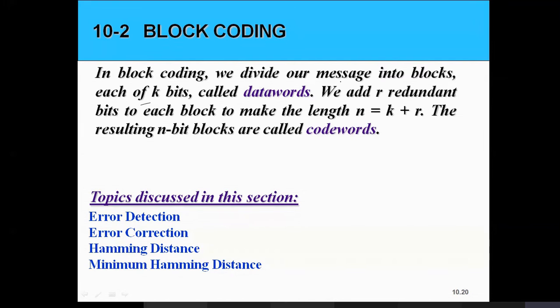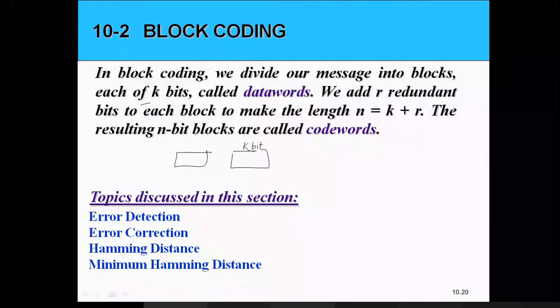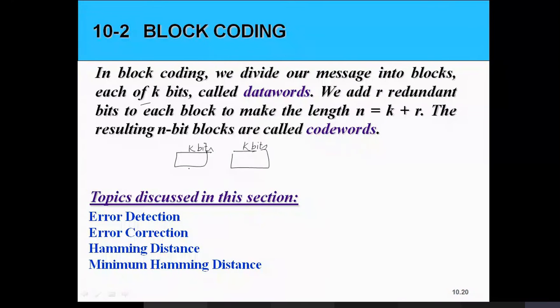In block coding, we divide our message into blocks. Whatever the data to be sent, even if you want to send an email, your mail is not sent as it is. If it is a PDF file or some other data, it will be divided into a number of blocks. Each block is of k bits. And each block that you divide into k bits is called a data word.